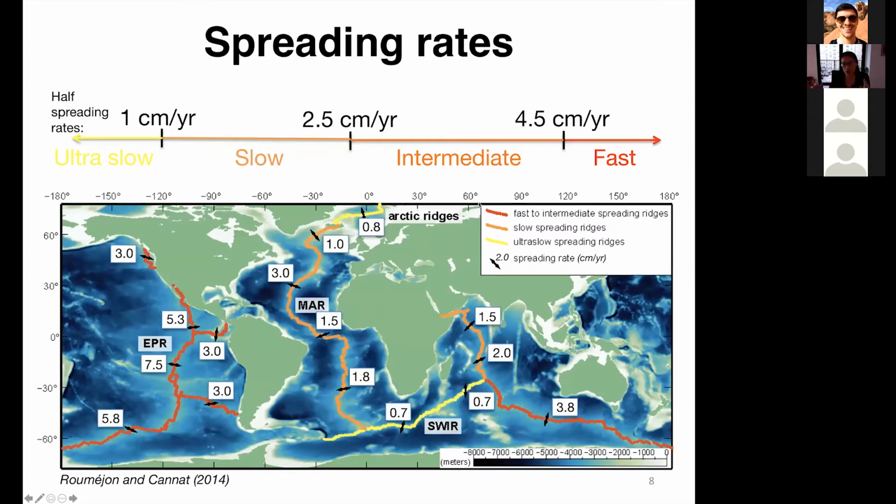Since each piece of a lithospheric plate is rigid and moves at a different rate relative to one another, mid-ocean ridges vary in how fast they're spreading apart. So it's pretty common to categorize mid-ocean ridges by their spreading rates, as shown here: ultra slow on the left, and very fast on the other side. The fastest spreading rates are observed in the East Pacific Rise, and the slowest is at the Gakkel Ridge up in the Arctic Ocean.